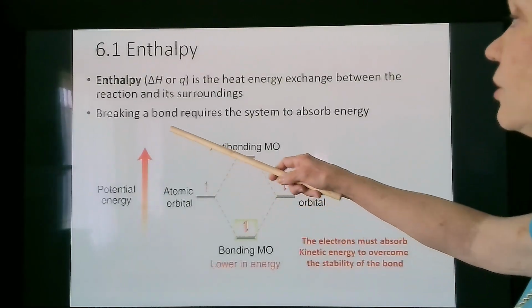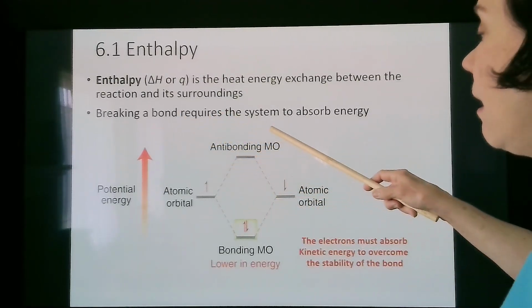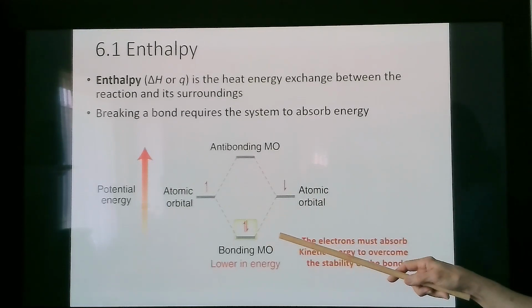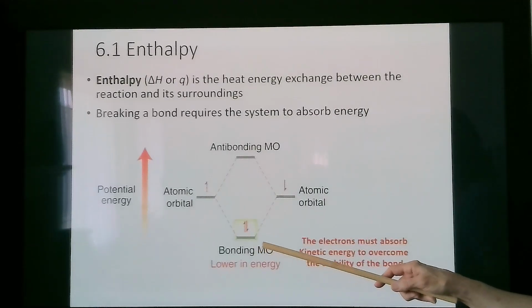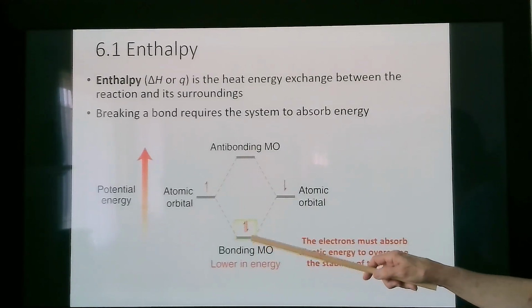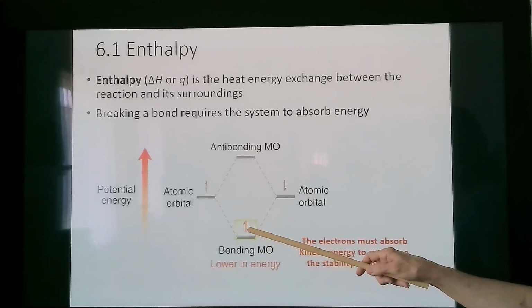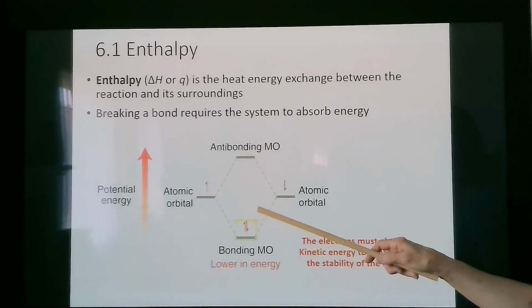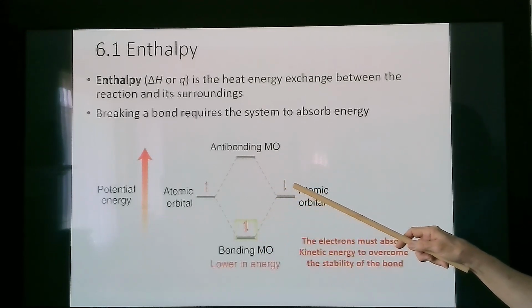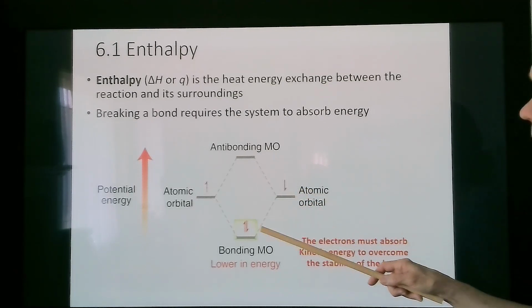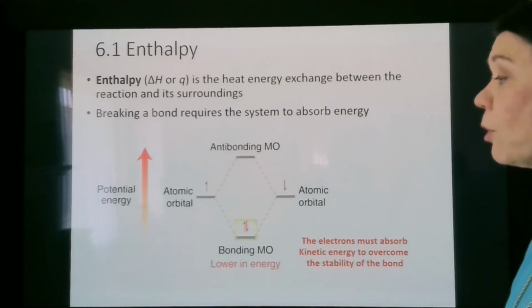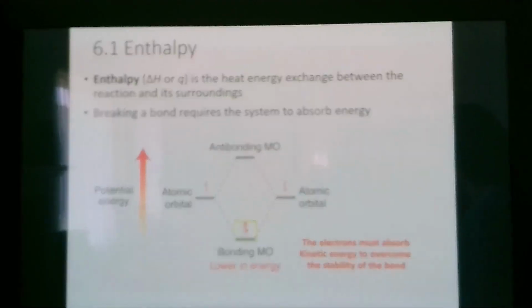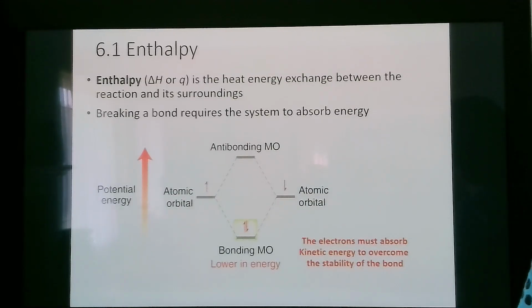So here we're talking about breaking a bond. And so what happens when we're breaking a bond, you can think of it like this, as there are two electrons in a bonding molecular orbital, and this is representing the bond. And when this bond breaks, one electron is promoted to one atom that was involved in the bond, and the other electron is promoted to the other atom that was involved in the bond.